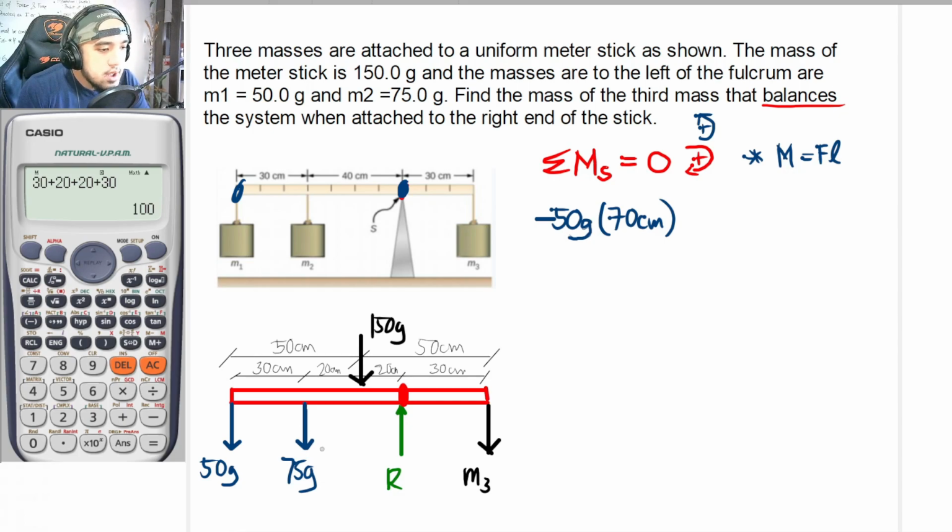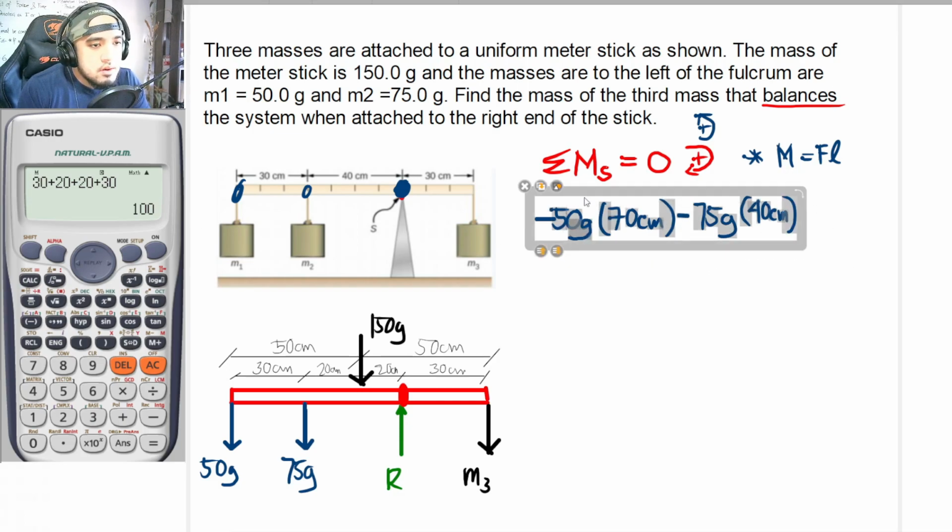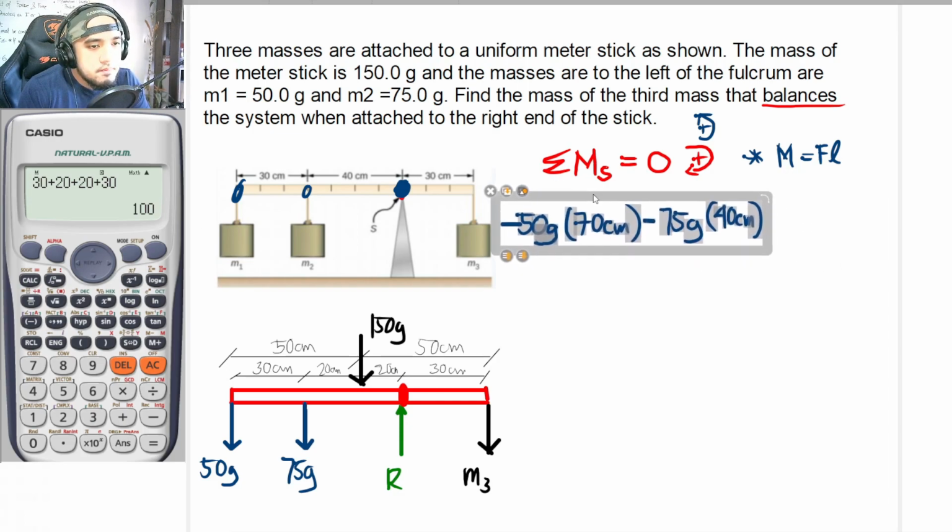Anyway, proceeding, as for 75 grams here, the tendency of this force is to rotate point S in a counterclockwise direction. Thus, it is once again negative. So negative 75 grams times our lever arm. From this point up until this point, that is now to be 40 cm. Okay, so I will just be moving it here.